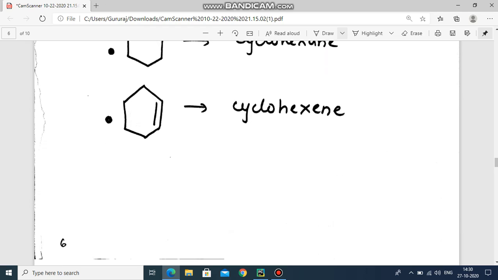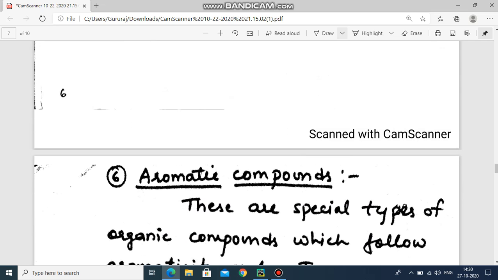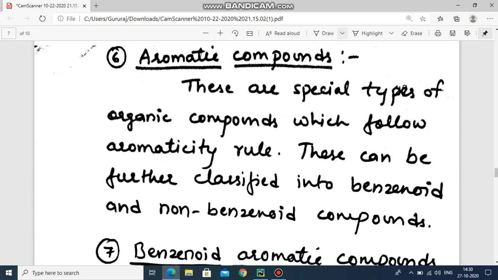Cyclohexane and cyclohexene. As you can see in this molecule, there is a single bond. All these are examples of alicyclic compounds. Now let us try to understand what are aromatic compounds. These are special types of organic compounds which follow the aromaticity rule or Huckel's rule. These can be further classified into benzenoid and non-benzenoid compounds.